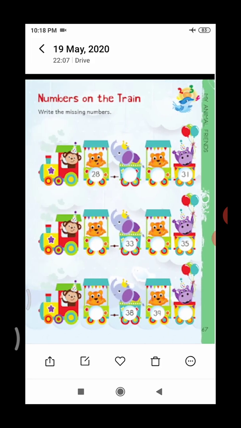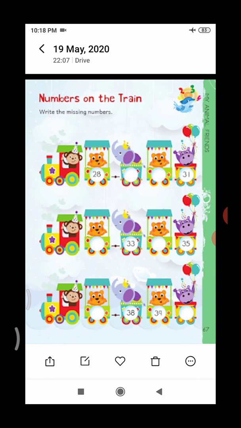Now students, open page number 67. Here students, you will have to complete the missing numbers, which are in the train. Students, in the first train, the first number is 28. What comes after 28? 29. So write here 29. In the second box, what comes after 29? 30. So write here 30.